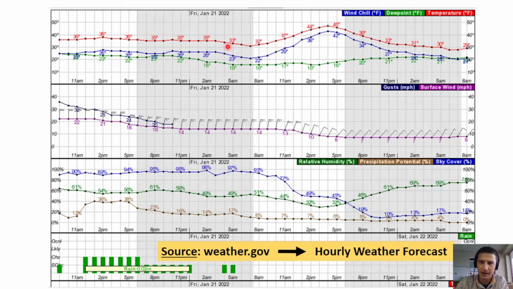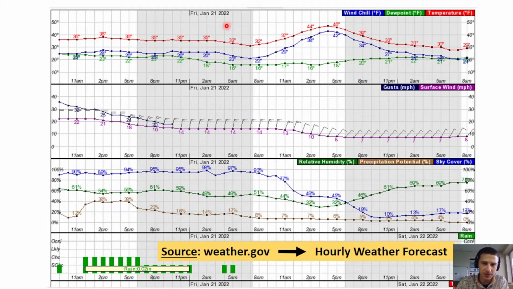In this first graph, you see the red, the blue, the green lines. Of course, here is your legend. The red is the air temperature, blue is wind chill, green is dew point, and we're not really concerned with wind chill. The plants don't really feel the wind chill, so that's not important to us.